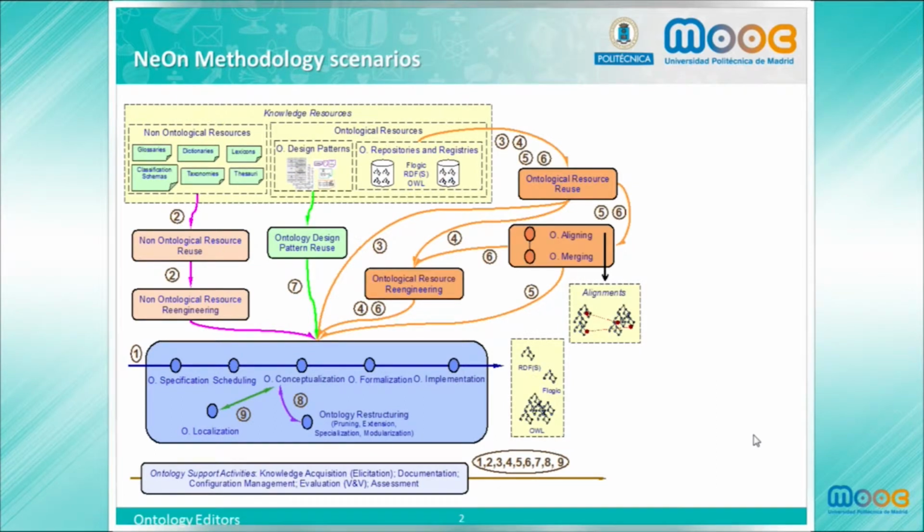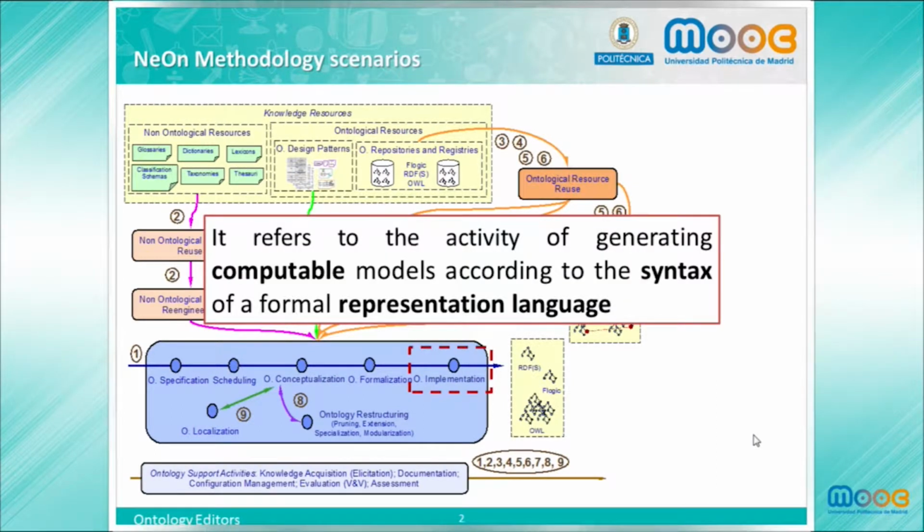According to the Neon methodology, ontology implementation refers to the activity of generating computable models according to the syntax of a formal representation language. In our case, we consider RDFS and OWL as such representation languages. As we can see, this activity belongs to the basic scenario and should be carried out in any ontology development project. In the following, we are going to see some ontology editors that aim to help users to implement ontologies.